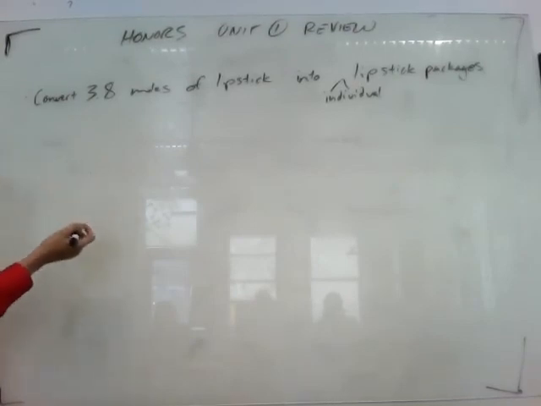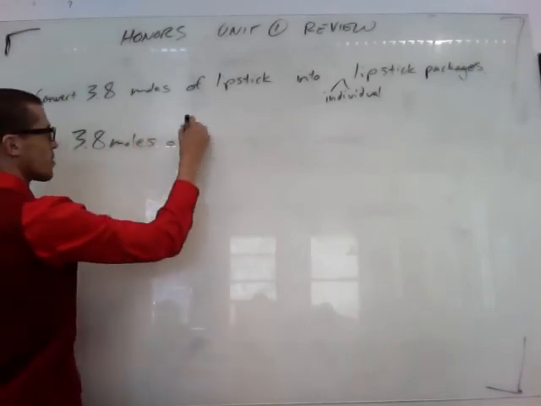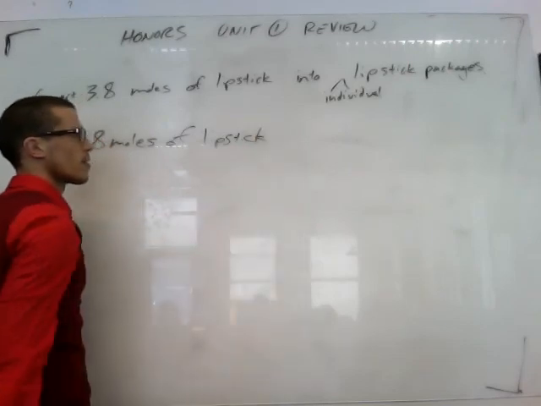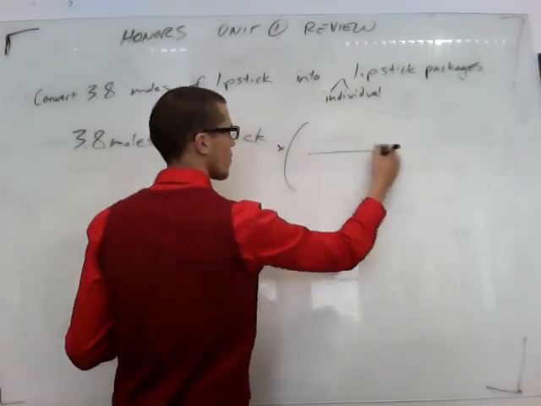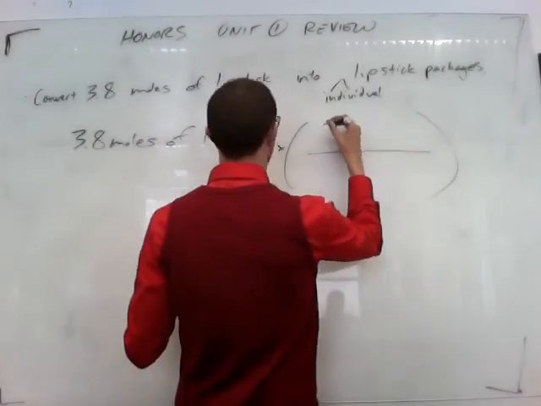Okay, so how do you do this? Well, you start off with 3.8 moles of lipstick, because that's what's given to you. Do you put the 6.022 times 10 to the 23rd on the bottom or the top? What do you think? On the bottom? Try again. On the top, because 1 mole is on the bottom.